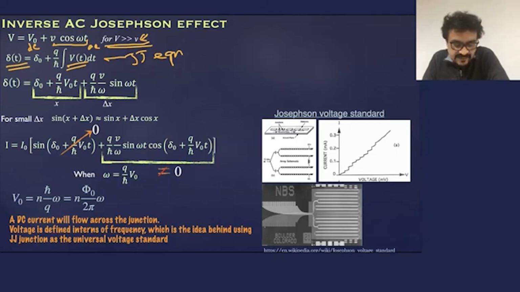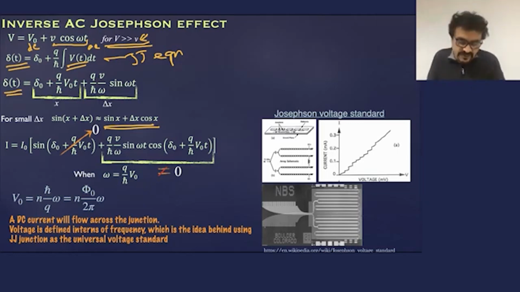Now, we have already assumed that the magnitude of the AC excitation is comparatively very small, and in that situation you can actually write this delta(t) in the form sin(x plus delta x), which is approximately equal to sin x plus delta x cos x.